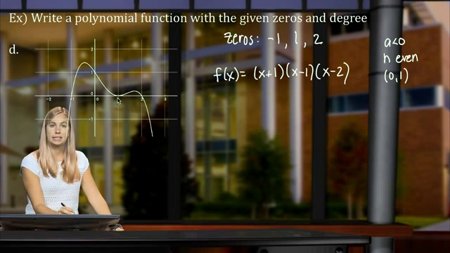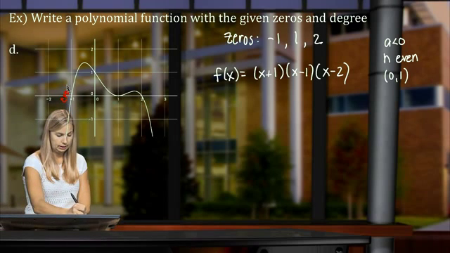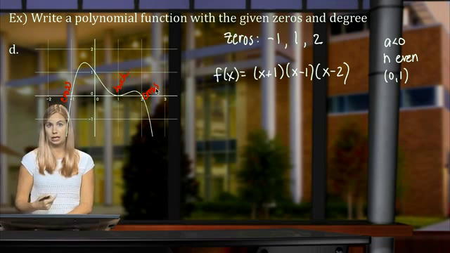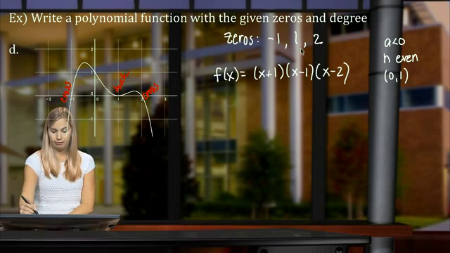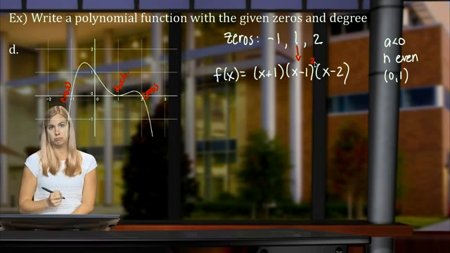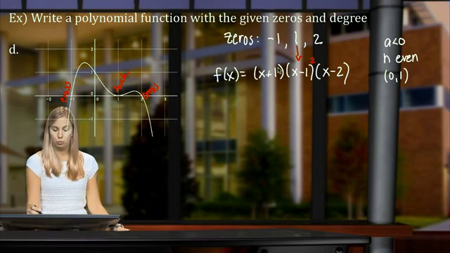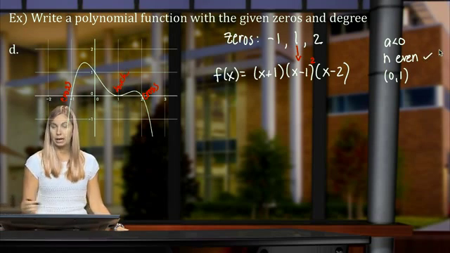What's special about this 0 right here? If I look at my 3 zeros on the graph, this one crosses, this one touches, this one crosses, which is going to tell me something about the multiplicities of those, isn't it? I know that the multiplicity on this second factor has to be even. So let's go ahead and make that a 2. Make it even. If I look at this, what's the degree of this polynomial now? I've got 1 plus 2 plus 1 is 4. So that takes care of that.